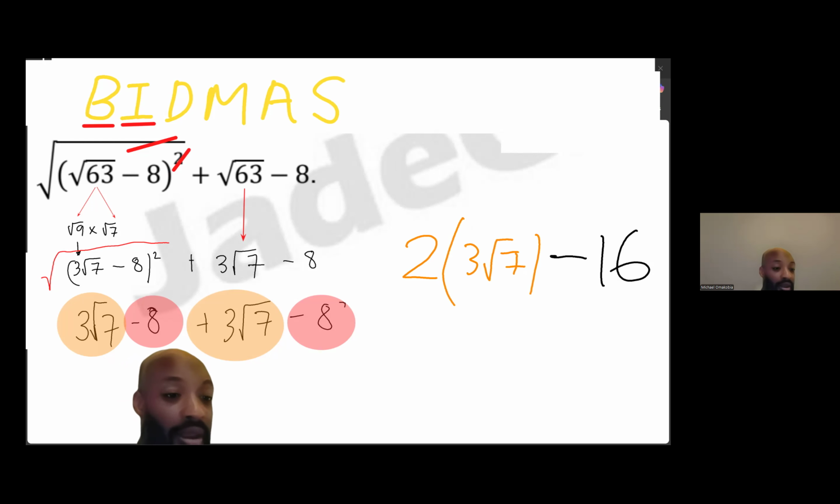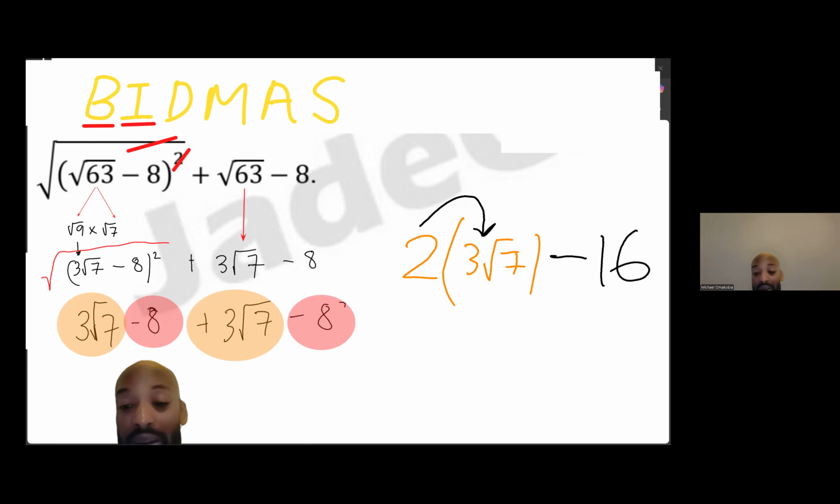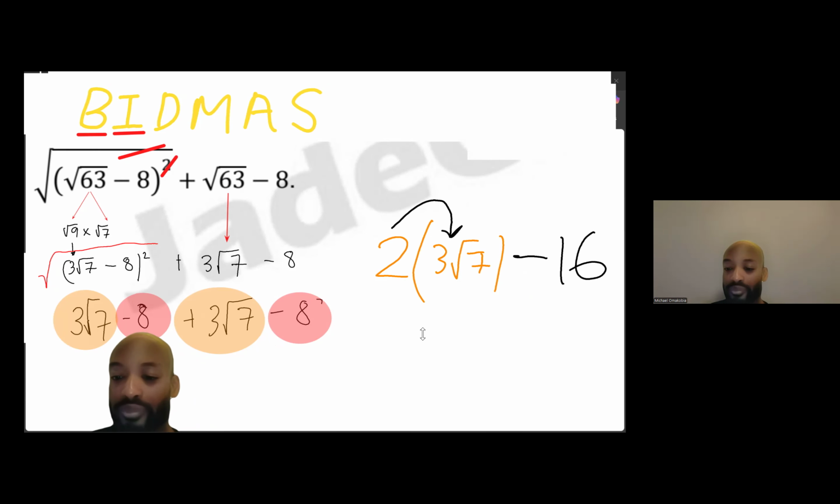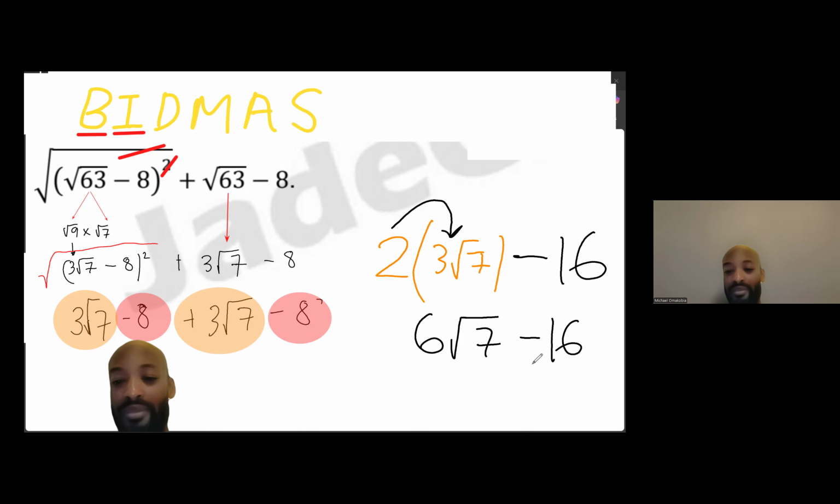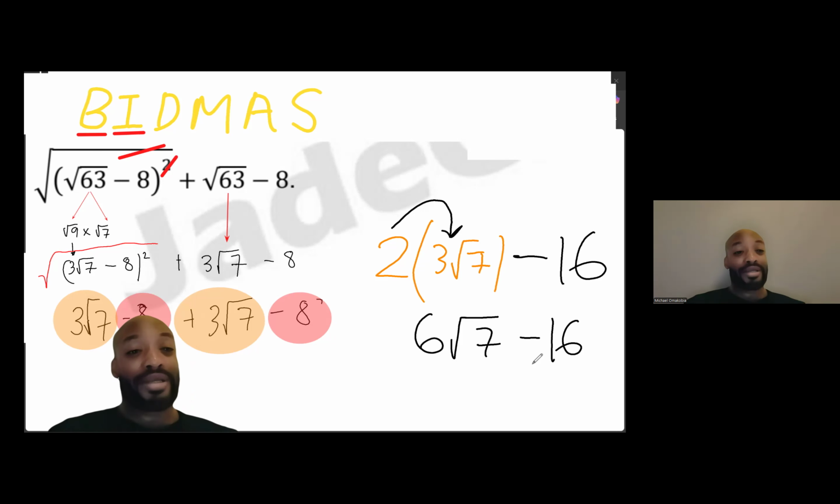So we can double 3 root 7 because there's 2 lots of 3 root 7. So 2 times 3 root 7 can be written as 6 root 7 minus 16. And that is our answer simplified.